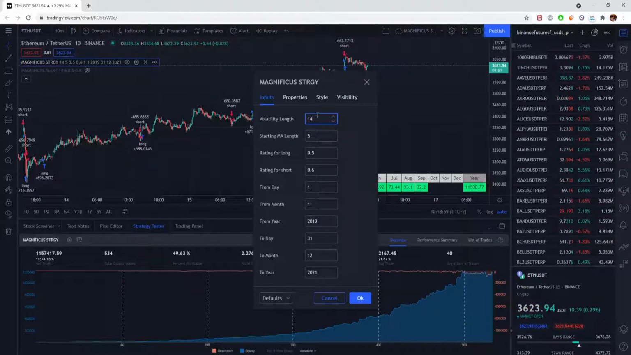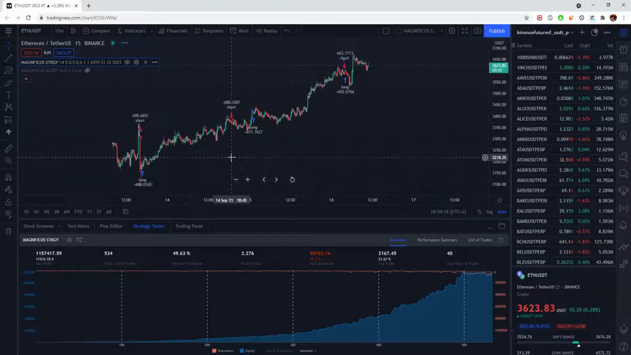For the volatility length, sorry, I recommend values from 1 to 20, and for the starting MA length I recommend in general values as well from, I would say, 2 or 3 to 20 or 25. Don't go more than that. However, the best results I noticed are in general between 5 and 10. So yeah, let's take a look and see how it performs. Let's put 15 minutes one more time.